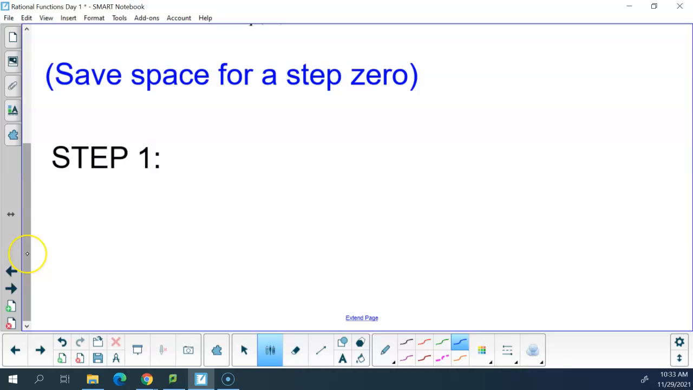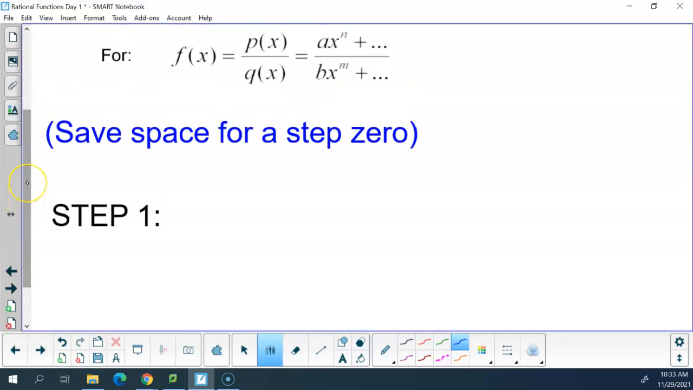Then we're going to have step number 1. Steps to graphing a rational function. Oh, need this part? That part's if you want. I mean, it'll help, because we need the A and the B, but basically you'll have all of this all the way through.